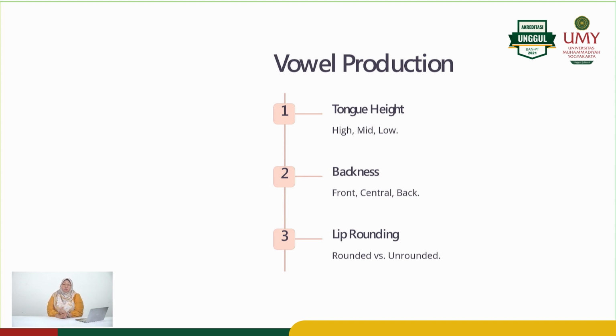While for tongue backness, we have front, central, and back. The front is, for example, the sound long E, and then the central schwa, and back U in blue. For lip rounding, we see the rounded versus unrounded lip. For example, the sounds for rounded are O and U. Our lips will be rounding when we produce the sound O and U, while the unrounded ones, for example, are E and A.